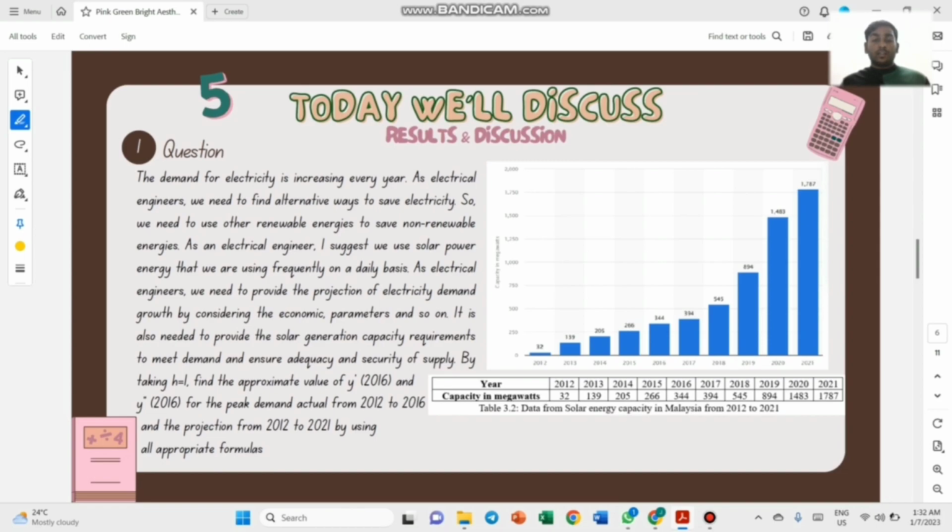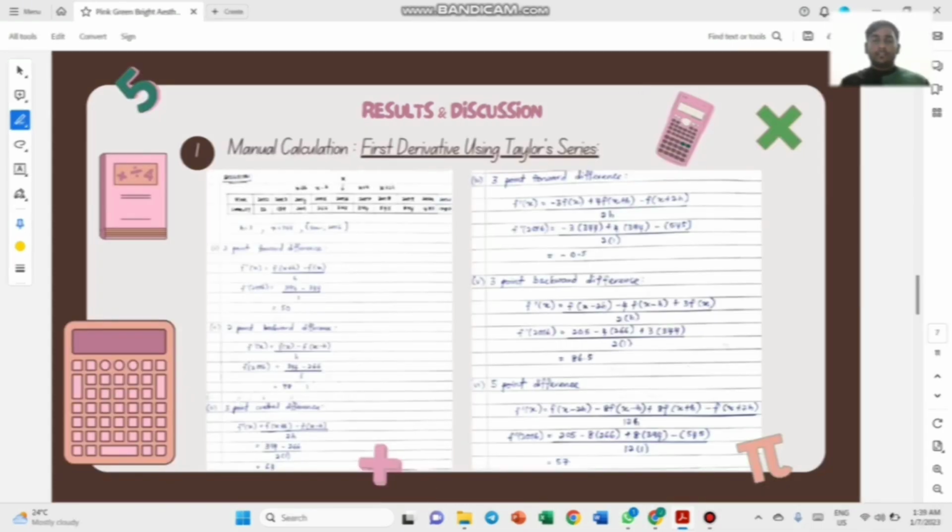Find the approximate value of Y prime 2016 and Y double prime 2016 for the actual peak demand from 2012 to 2016 and the projection from 2012 to 2021 by using all appropriate formulas, which are the Taylor series equations. Here we have managed to take the data of the solar energy used in Malaysia from 2012 to 2021, and we have made the table. Here we can see the table of solar energy capacity in Malaysia from 2012 to 2021. Next, we come to the manual calculation part for the first derivative using the Taylor series.